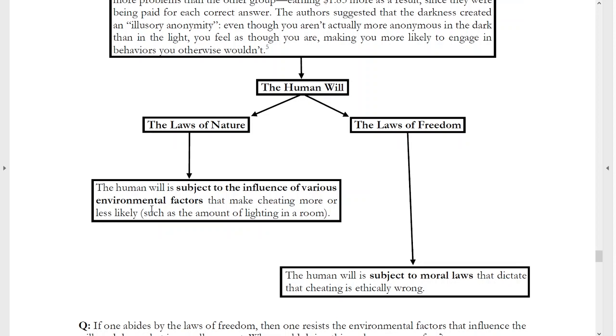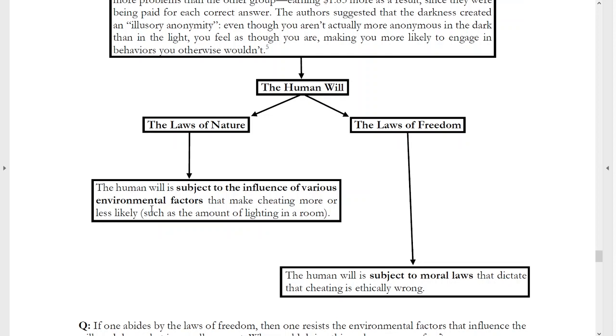Well, your decision to cheat is based on your will, right? So when you're taking the test in this case, and you're deciding should I cheat or not, you're going through a process of reasoning. You're saying, okay, I could cheat or I could not cheat. Here are the reasons to cheat. Here are the reasons not to cheat. And then you decide, and when you do that, you're using what Kant calls the will.